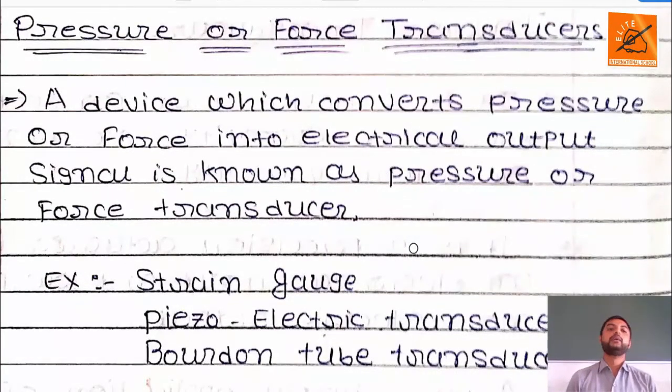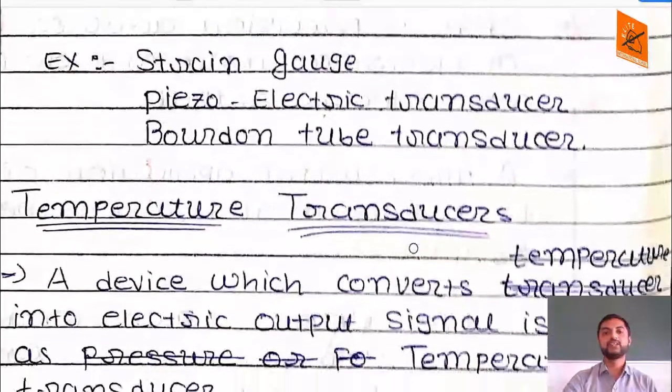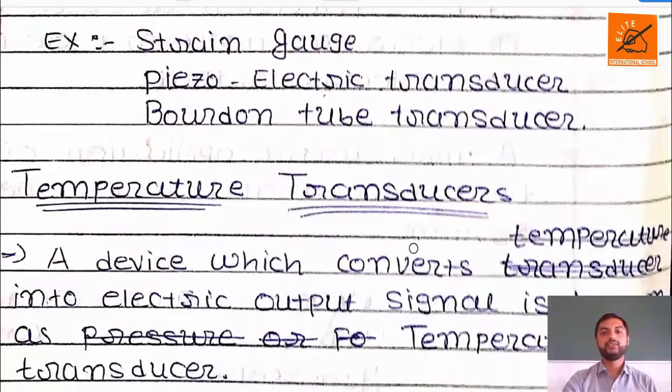Second, pressure or force transducer, a device which measures pressure or force. Those transducers are force transducers or pressure transducers that convert pressure or force into the electrical output. The examples are strain gauge, piezoelectric transducers and Bourdon transducers.